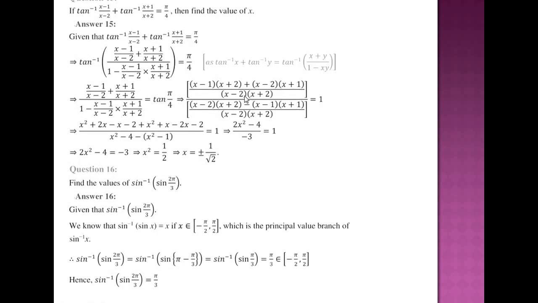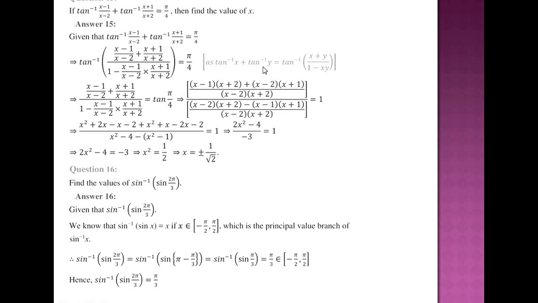Question 15. If tan inverse of x minus 1 upon x minus 2 plus tan inverse of x plus 1 upon x plus 2 is pi by 4. Here you are solving the equation, right? Find the value of x. For what value of x this suits. So here we take x minus 1 upon x minus 2 as one complete unit, and x plus 1 upon x plus 2 you have to take it as a complete unit.